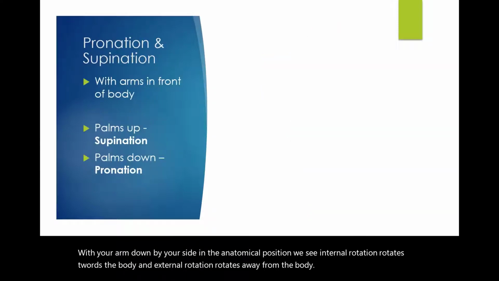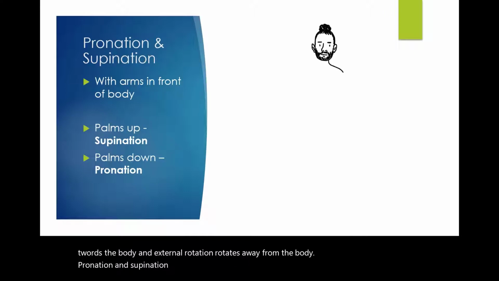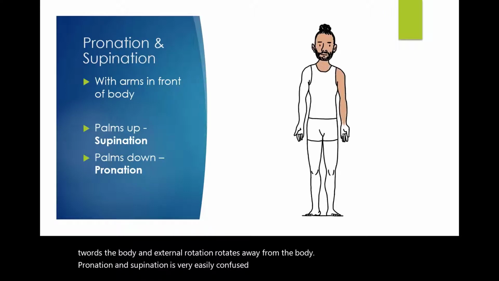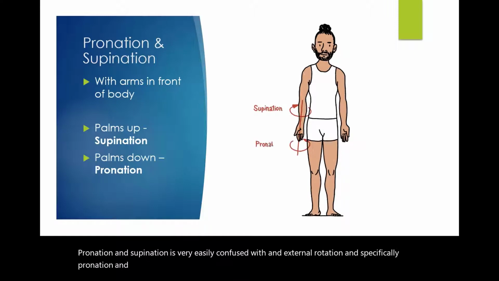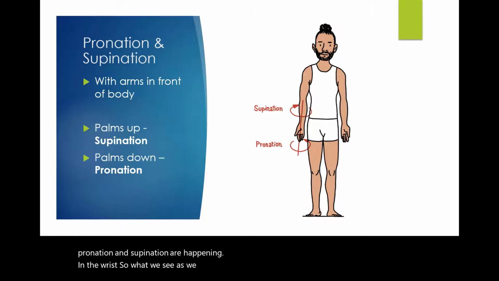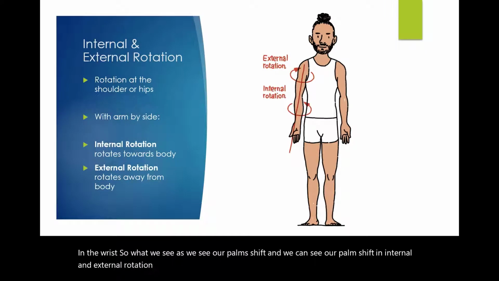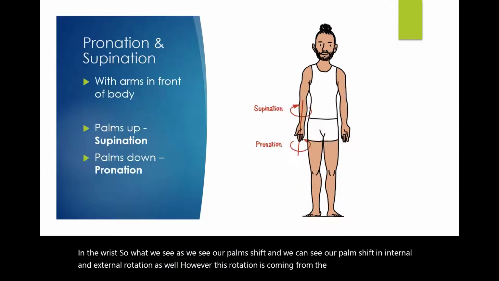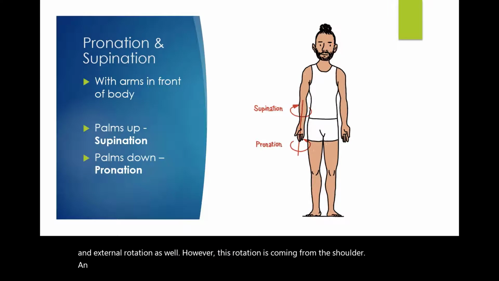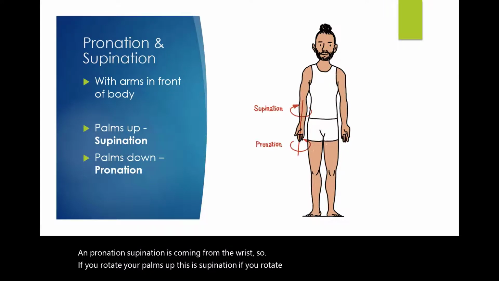Pronation and supination is very easily confused with internal and external rotation. Specifically, pronation and supination are happening in the wrists. So we see our palms shift, and we can see our palms shift in internal and external rotation as well. However, that rotation is coming from the shoulder, and pronation and supination is coming from the wrist. If you rotate your palms up, this is supination. If you rotate your palms down, this is pronation.